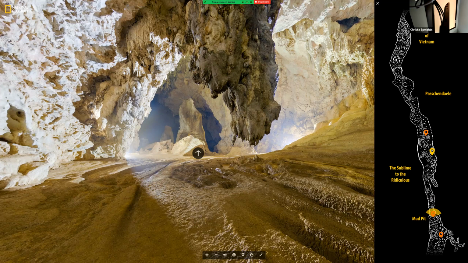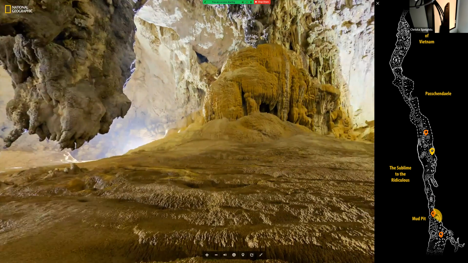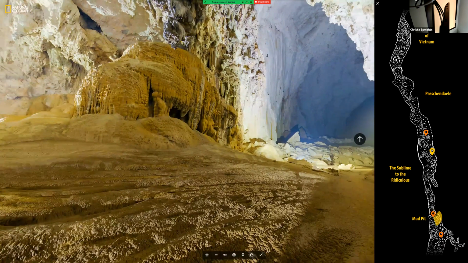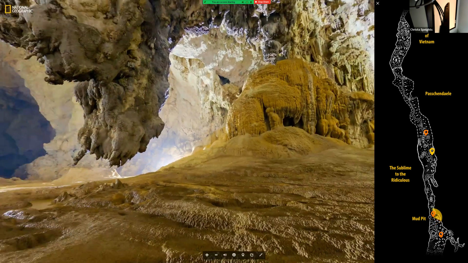So this is the lower part of the cave. And this is in the complete dark zone. So they have found completely new species in this cave that have been found no place else. A new woodlouse and a new fish.